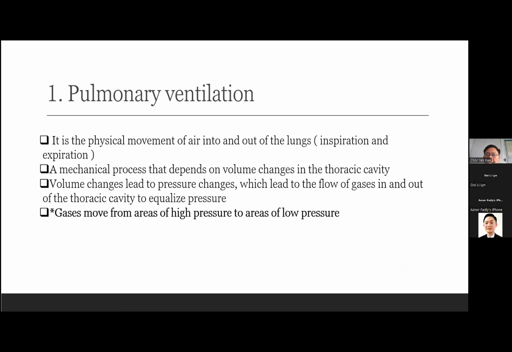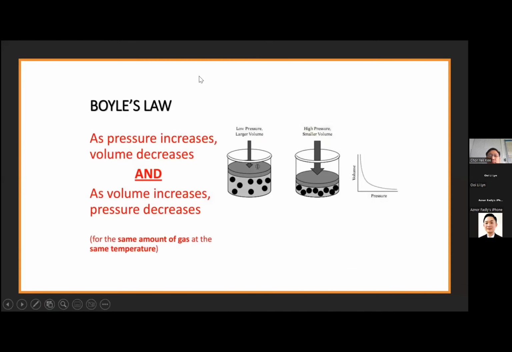First of all, pulmonary ventilation is the physical movement of air in and out of our body. This mechanical process depends on volume changes in our thoracic cavity. Volume changes lead to pressure changes and vice versa. Gas moves from a higher pressure to a lower pressure. Boyle's law tells us about pressure and volume: when we are at a condition of higher volume, our pressure will be lower, and when we are at a condition of higher pressure, the volume is lower.